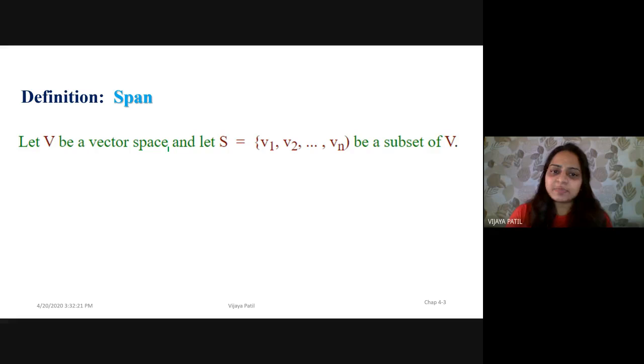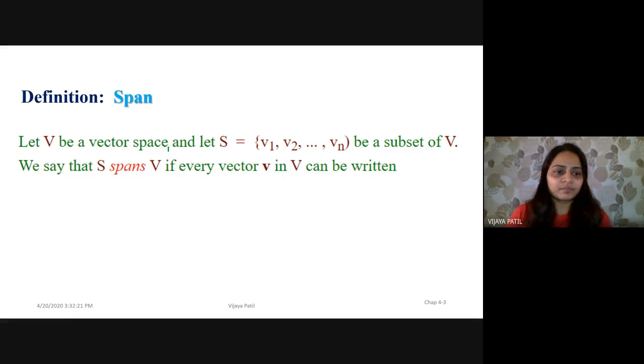If V is a vector space and let capital S be {V1, V2, up to Vn}, that means there are a few vectors in S, which is a subset of V. Then we can say that S spans V if every vector V in V can be written as a linear combination of vectors in S.